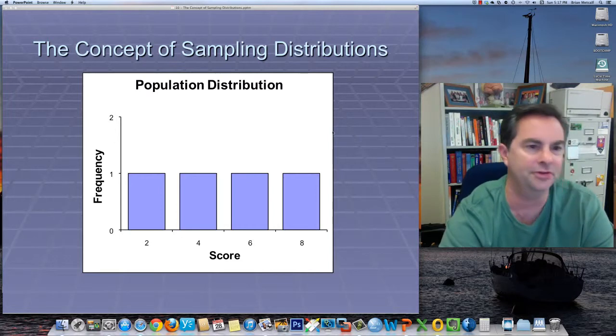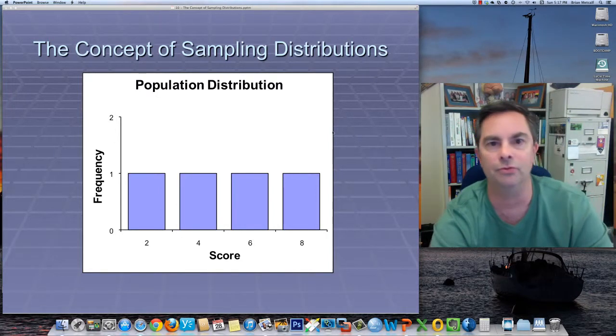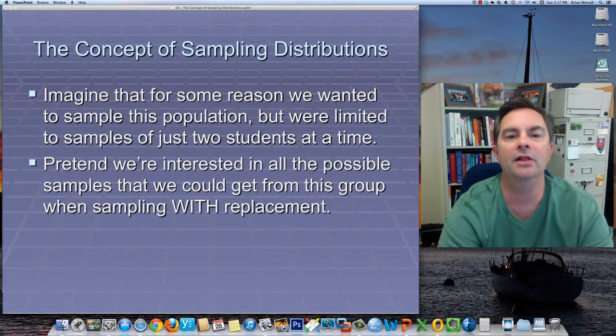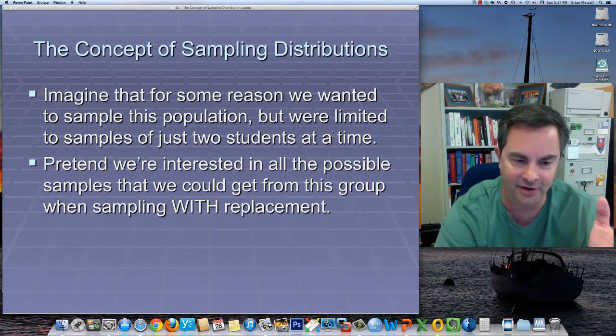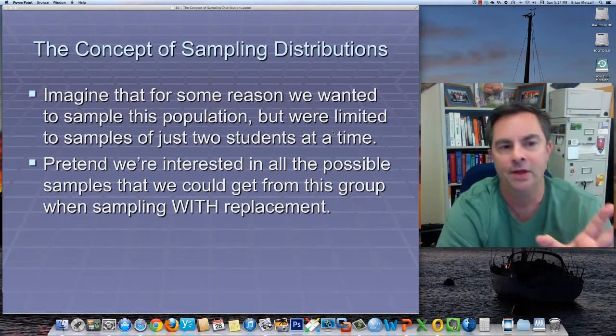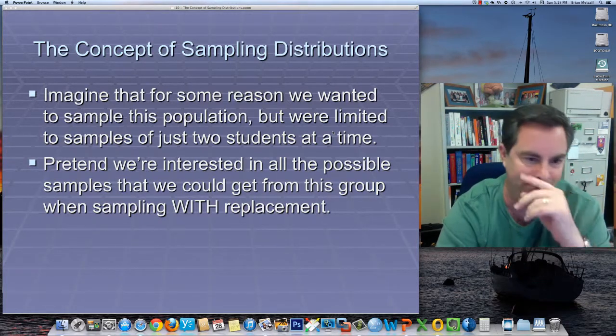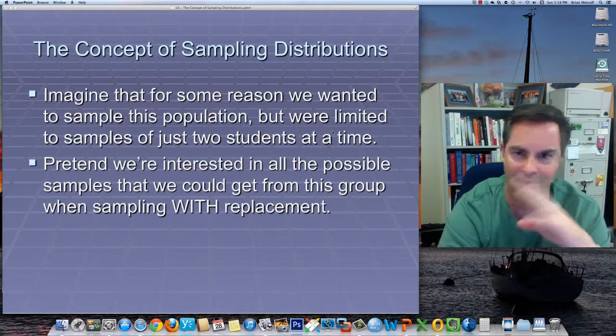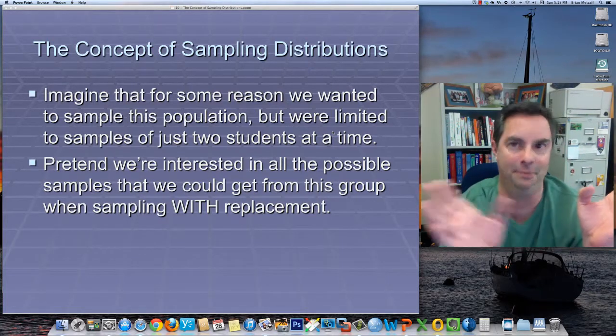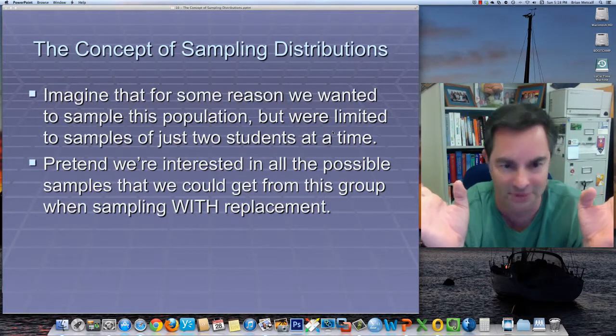So there's my population. There's my frequency distribution of raw scores. Now let's take this silly scenario and make it even sillier. Imagine that we want to sample this population. We want to study this population, but gee whiz, populations are always too big to study, right? We can't possibly study all 4 people in this population.